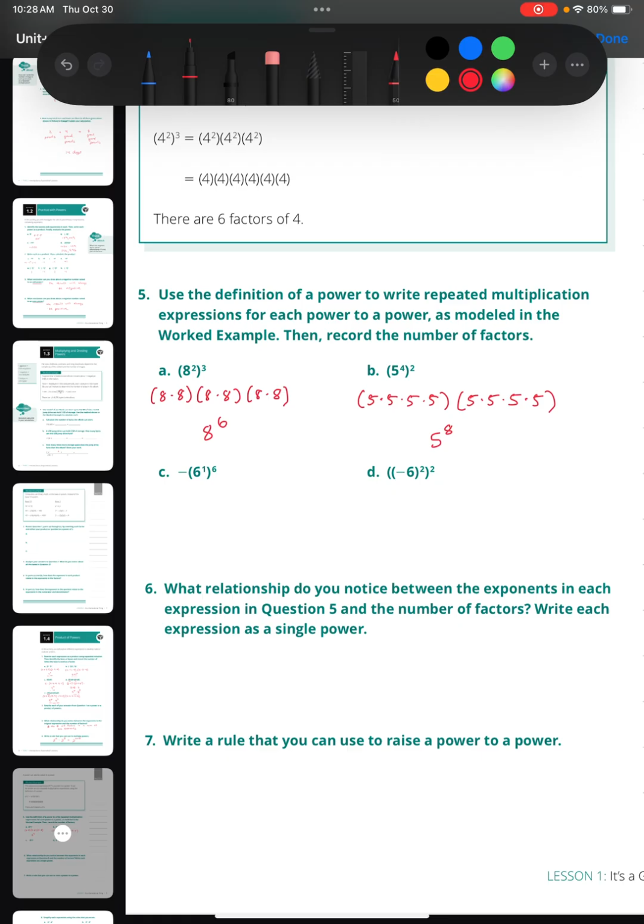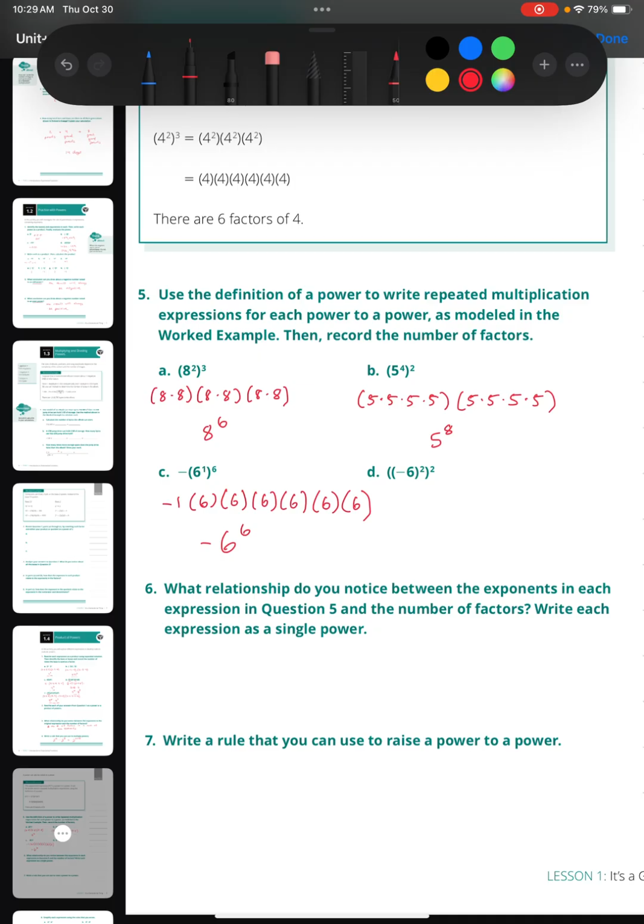And then for C, now that the negative is outside the parentheses, it's like having just -1 out there, times 6 to the first, so just 6, but 6 times. So 1, 2, 3, 4, 5, and 6. Okay, so we end up with -1 times 6 to the 6th. So we could say -6 to the 6th. Just don't put your negative in parentheses with the 6, because it's not included. It was outside to start with.